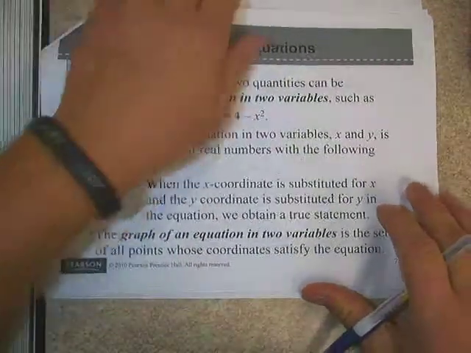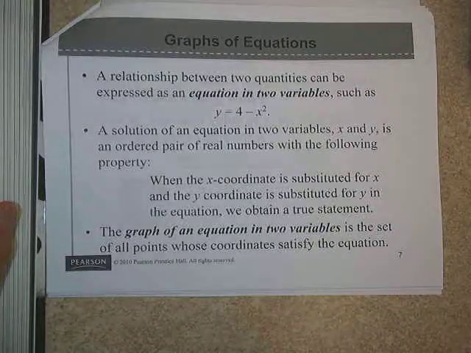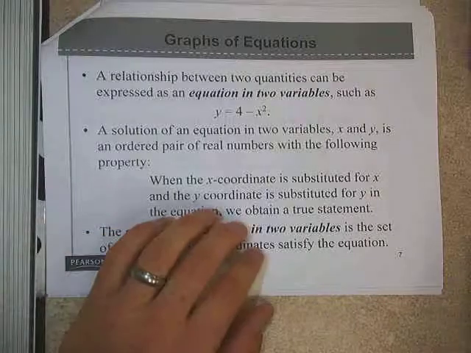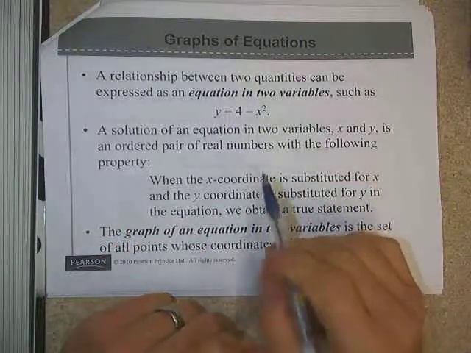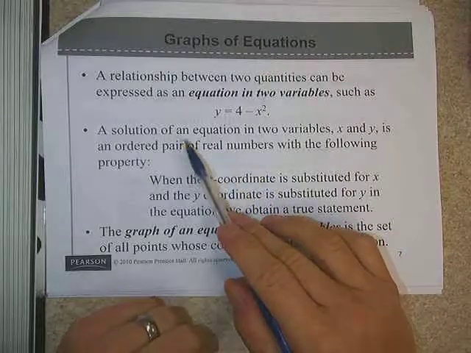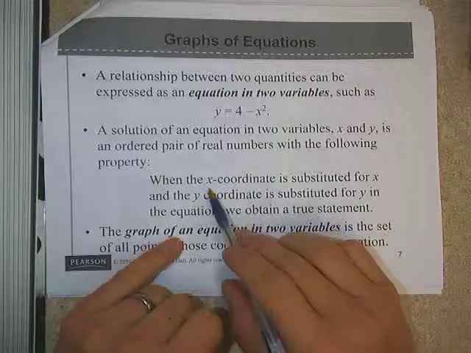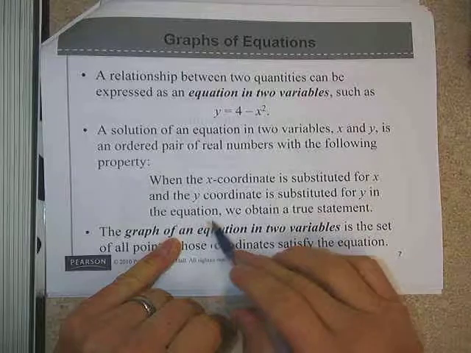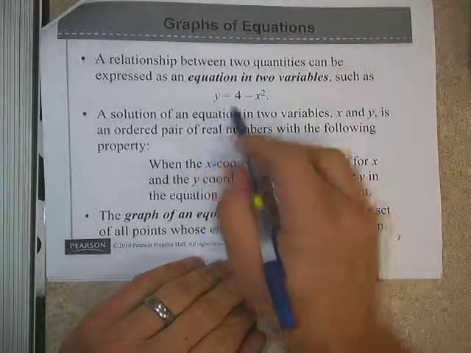Okay. Now, what we're going to primarily focus on today, though, is graphs of equations. Okay. So an equation, the definition here: a relationship between two quantities can be expressed as an equation in two variables, such as y equals 4 minus x squared. And what we're generally interested in with equations is their solutions. Okay. A solution to an equation in two variables is an ordered pair of real numbers which have the following property. When the x-coordinate is substituted for x, y-coordinate is substituted for y in the equation, we obtain a true statement.